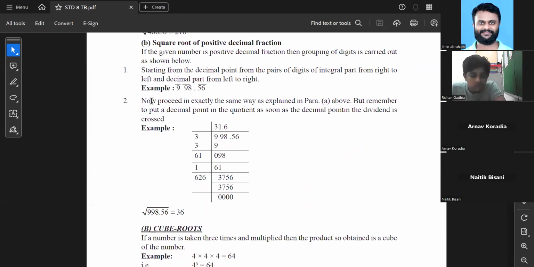Okay. Now the next method is to find square root of a positive decimal fraction. But before that, our meeting time is going to end right now. So we'll have to exit this meeting and join again. Okay. Let's join on the same link itself.